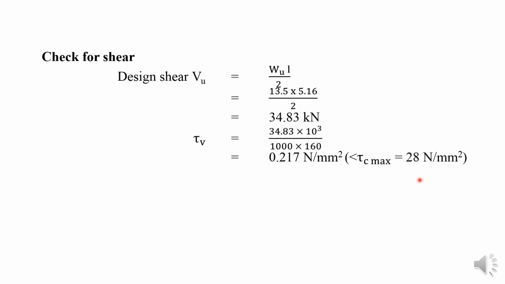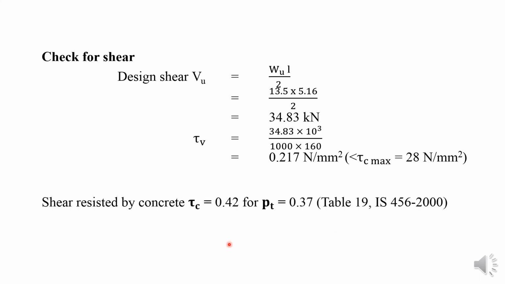Tau c max, we have to take from Table 20, that value is 2.8 Newton per mm square. Then the tau c value we have to determine from the percentage of steel, which we already found as 0.27. So from the percentage, Table number 19 of IS 456 2000, we find the value of tau c, that is shear resisted by the concrete, tau c equal to 0.42. So tau c is greater than tau v. So this is safe.